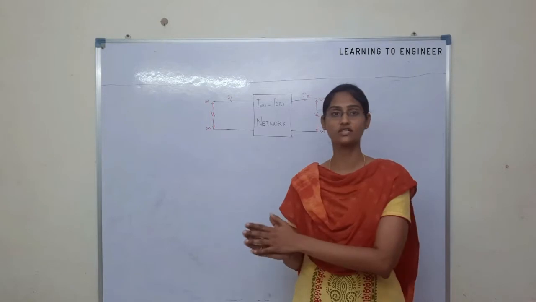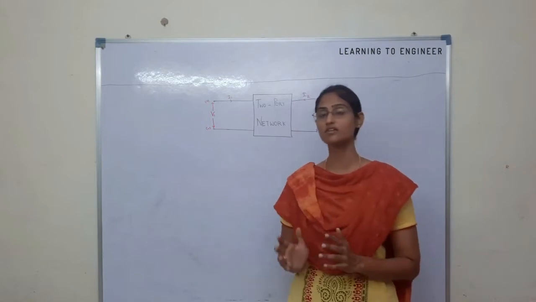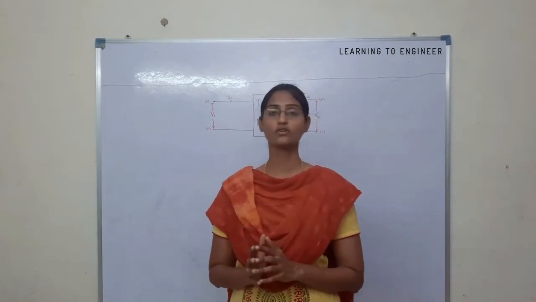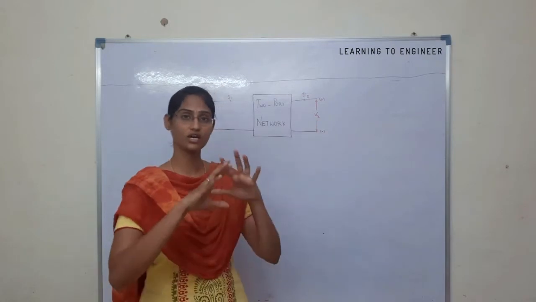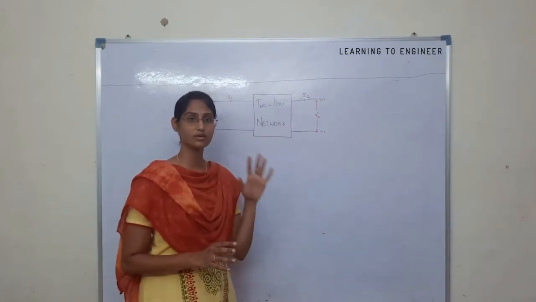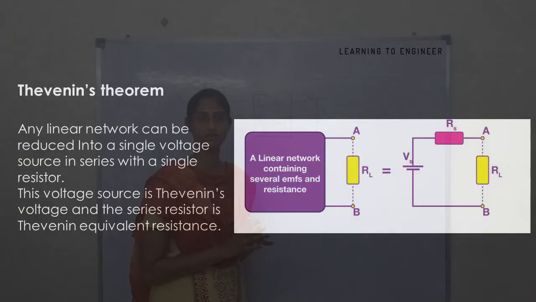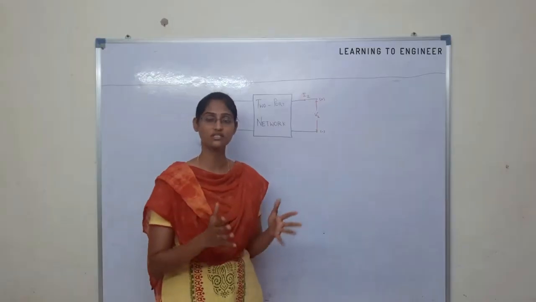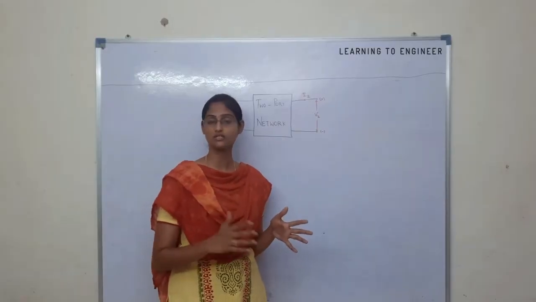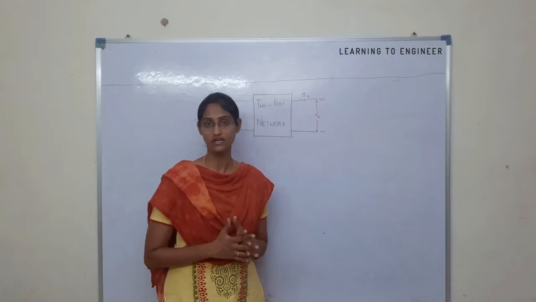For that, we have Thevenin's and Norton's theorem. In Thevenin's and Norton's theorem, what do we do? We reduce a complex network into a simple source and a simple resistor. According to Thevenin's theorem, we replace that complex network by a single voltage source in series with a single resistance, and this will be connected in series to the load. If the same thing is in a parallel setup with the current source, this is called Norton's theorem, right?